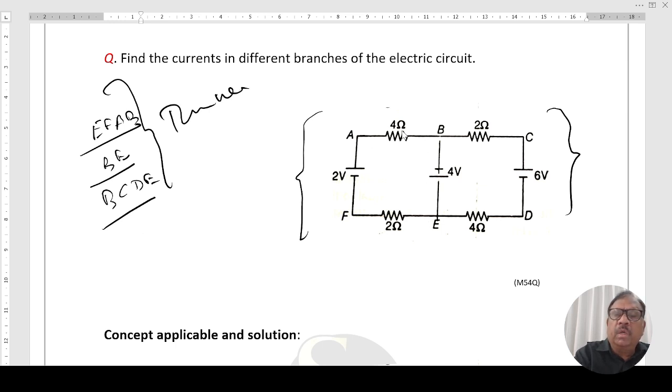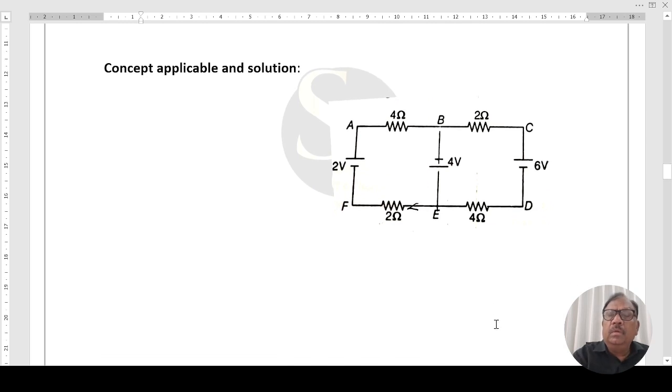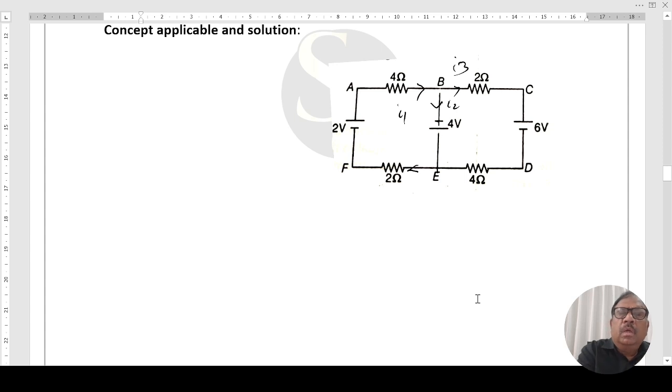In this, the same current will flow, and in this, a different current will flow. These are different paths. Then say this is I1, this is I2, this is I2, this is I3. Right? Now I1, I2, I3.